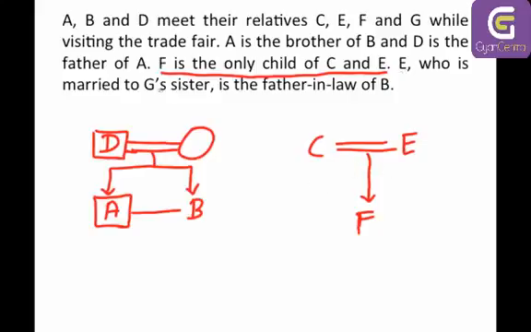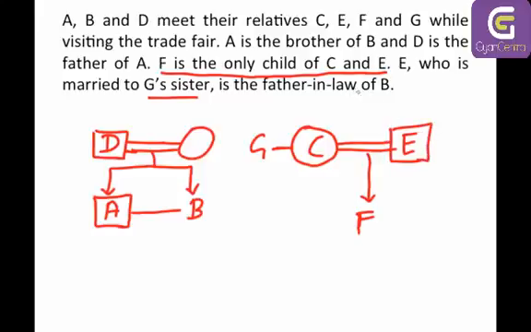E, who is married to G's sister. Okay, so now I get some information. E is married to G's sister. That means C is female and C is G's sister. And since E is married to her, E should be male.